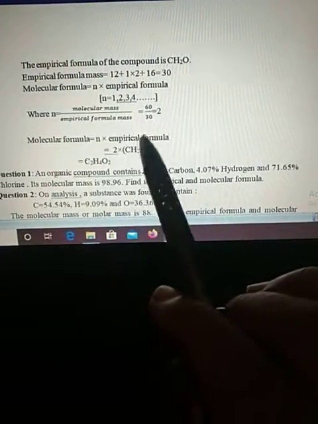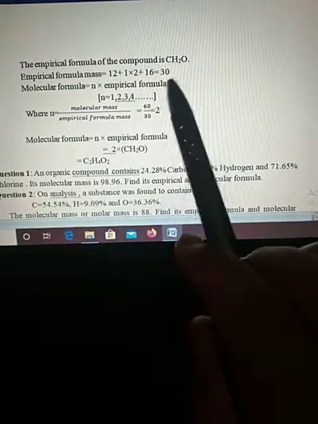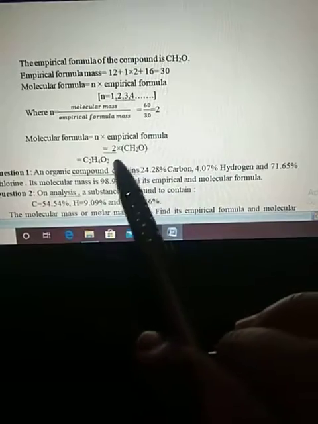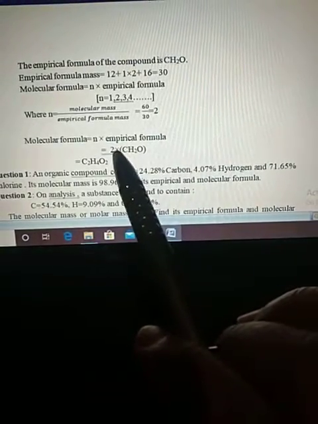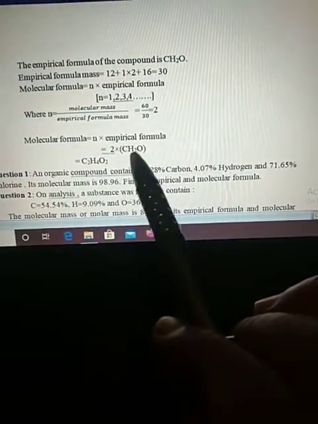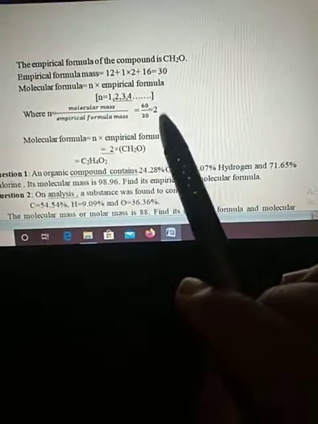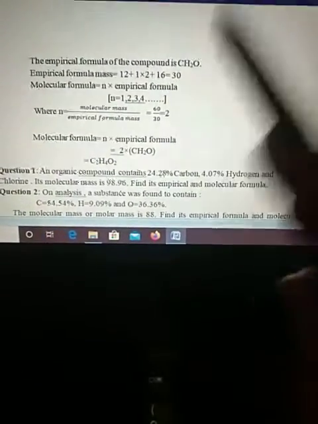Now we'll use the formula molecular formula equals n into empirical formula. Empirical formula we have found over here, and the value of n we also found is 2. So we'll just put it in and multiply this 2 by the empirical formula, and it will become C2H4O2. So this is how we can calculate the empirical and molecular formula.